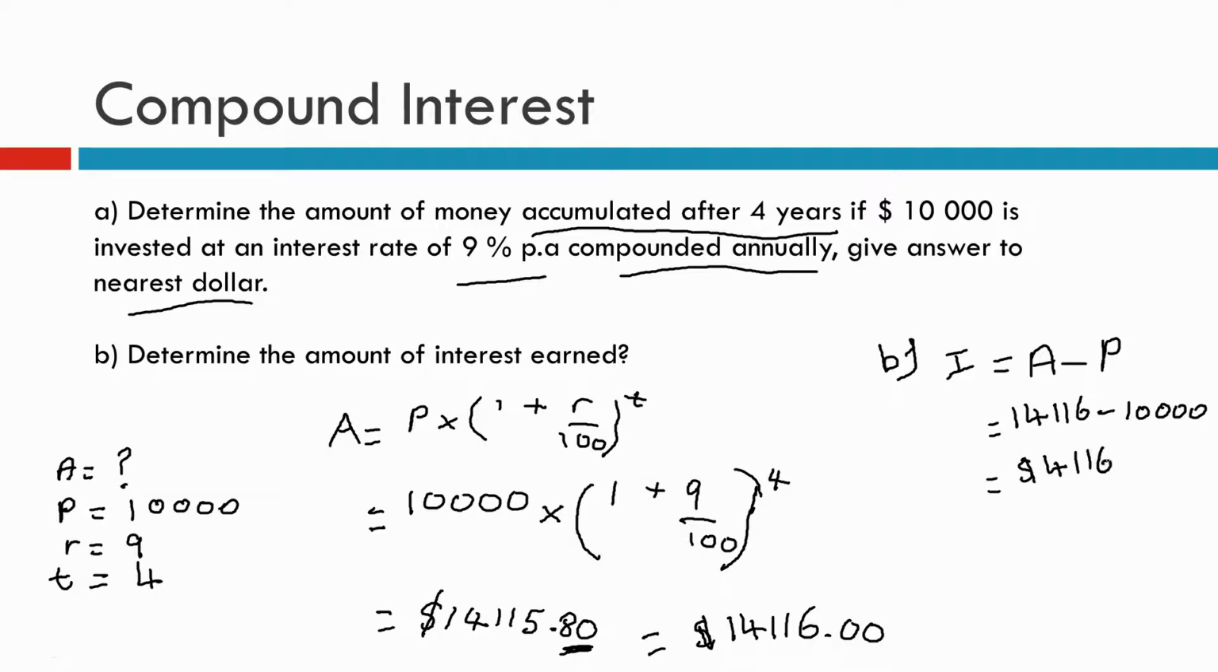Very good. Right, let's move on to the next question. Just make sure, guys, these are worded questions. Now, we haven't got room here, but make sure that you actually finish them off by saying, for part A, the total amount earned after 4 years is $14,116 in words. And the interest earned for part B is $4,116. So finish them off in words.